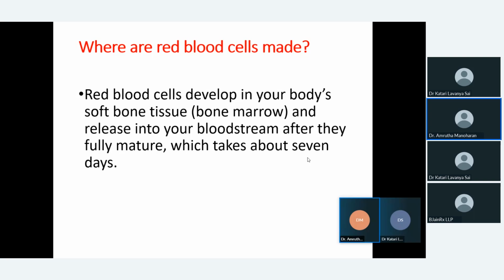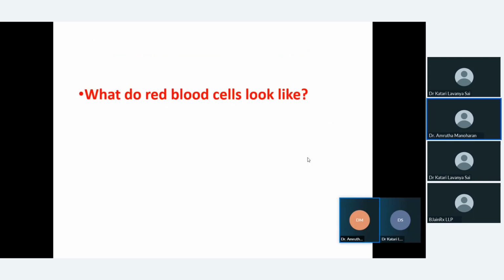Next slide, please. Next, some facts about RBC. There are about 150 billion red blood cells in 1 ounce of blood.